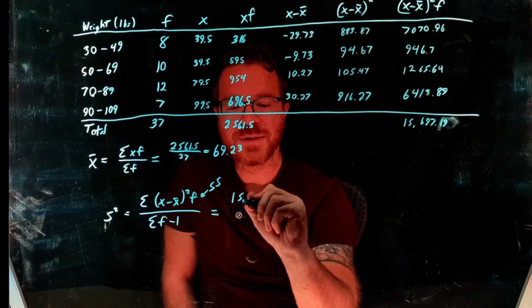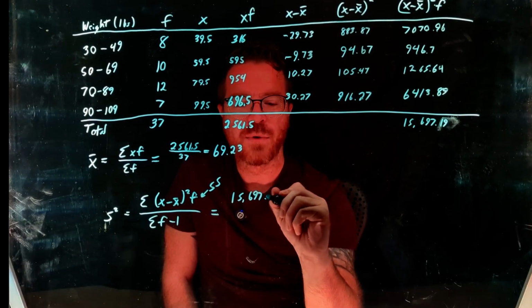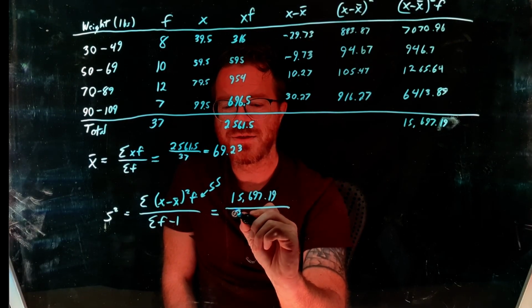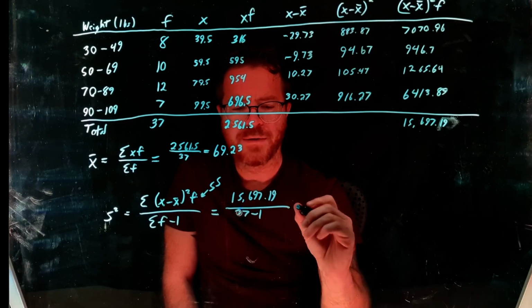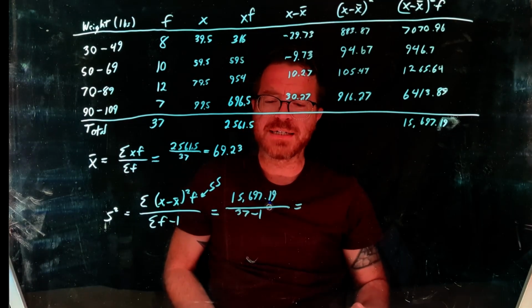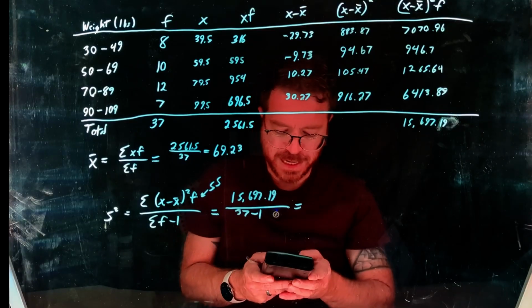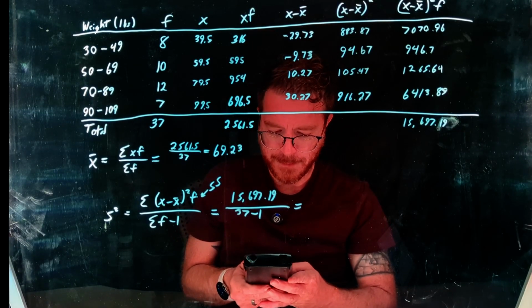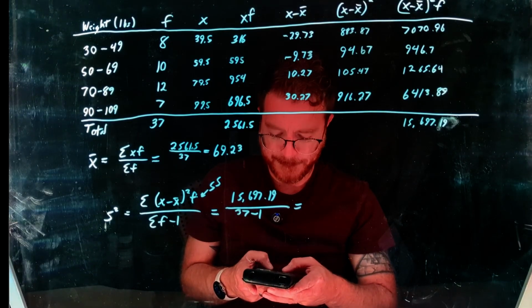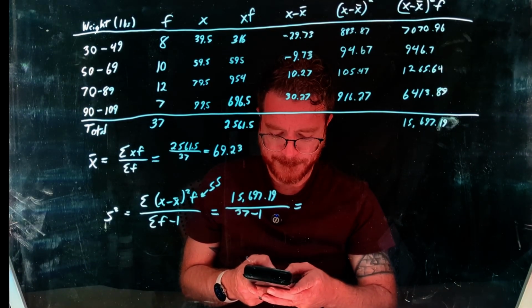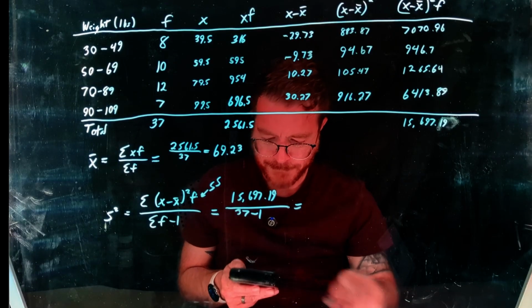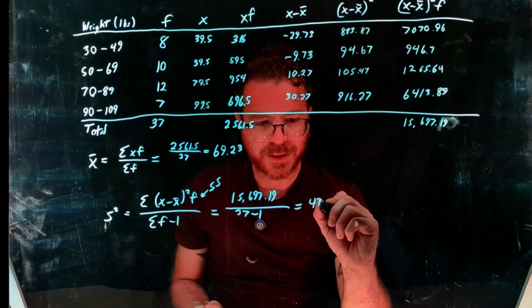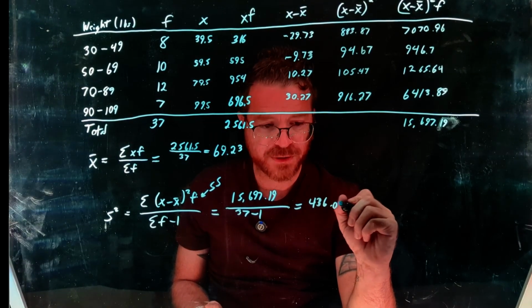So this is actually going to be the top term of our variance as well. So we're going to have 15,697.19 divided by the sum of my frequencies, 37 minus 1. So I take 15,697.19 divided by 36, and this will give me 436.03.